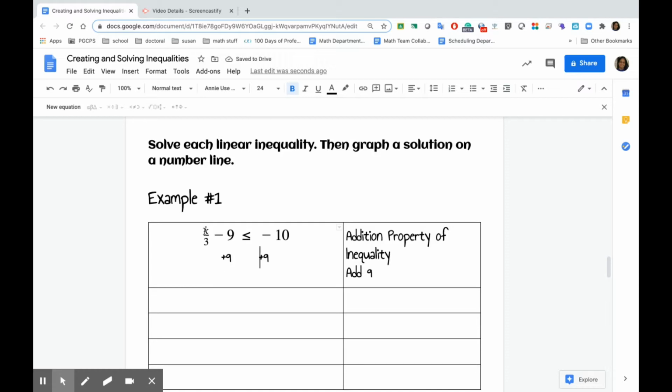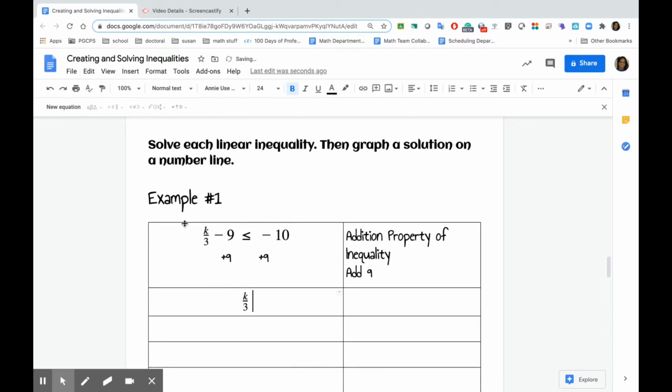So now the left side will just be K over 3, and it will be less than or equal to, let's use the less than or equal to symbol. So again, K over 3 is less than or equal to negative 1. Next, we will eliminate the denominator 3. So let's multiply both sides by 3, and we'll use the multiplication property of inequality.